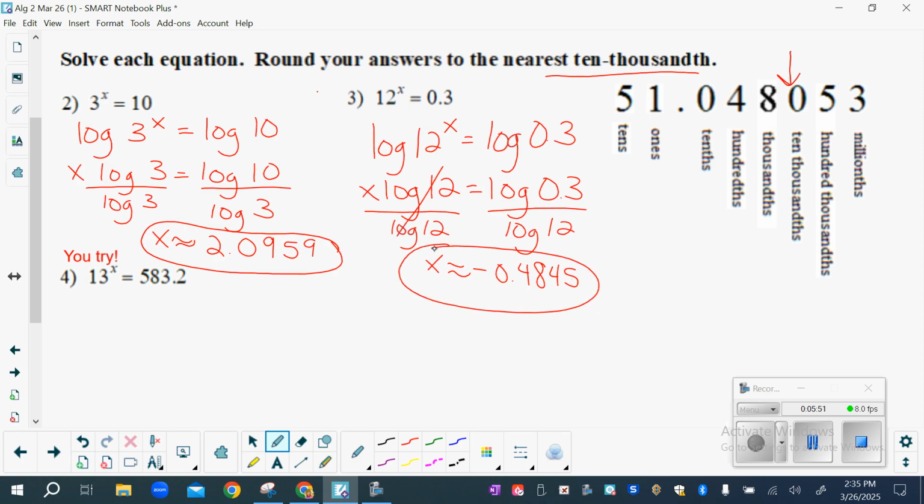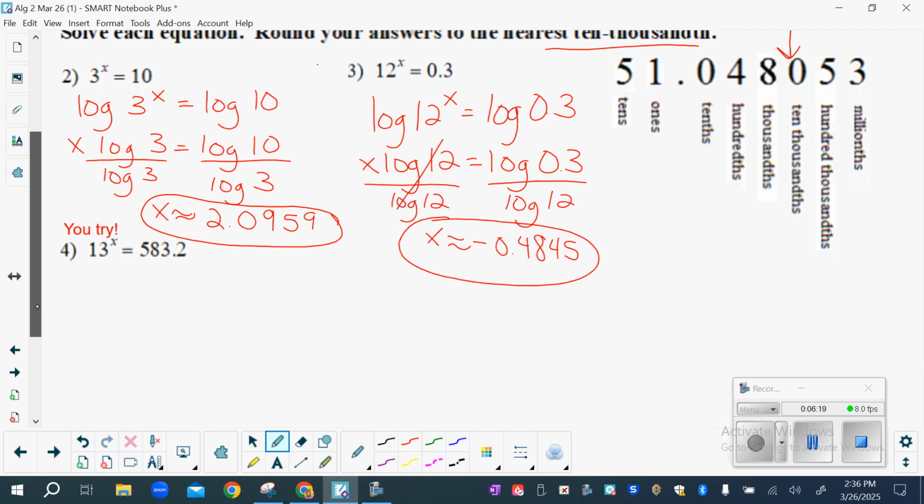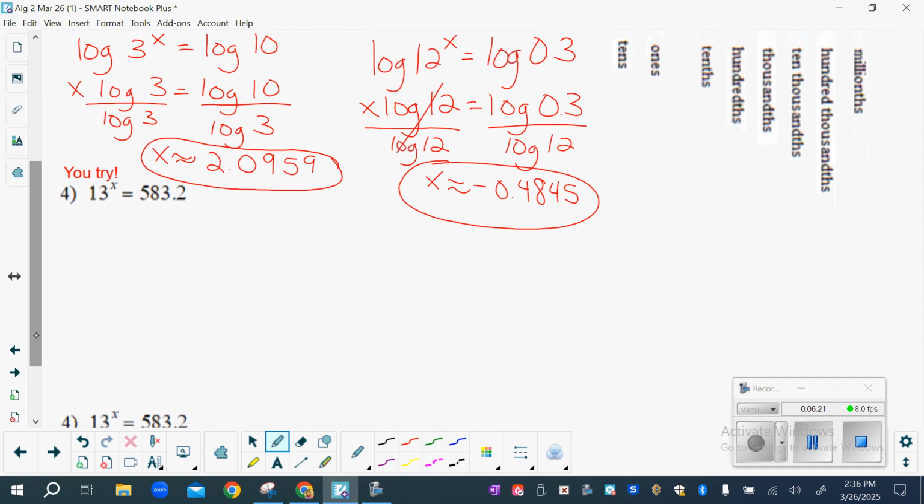Why is my answer negative here? What about a fraction? We know that the log of 3 is going to be smaller than the log of 12, right? So it's a number that's smaller than 1. And that's what that negative exponent means. It's 1 over. Good job, Derek. So that negative exponent means it's a fraction. Okay, go ahead and do the U-try, please.